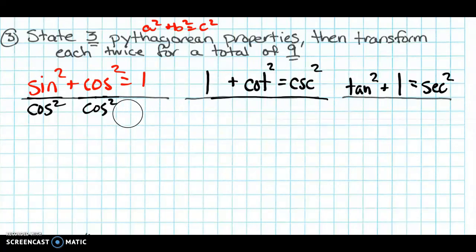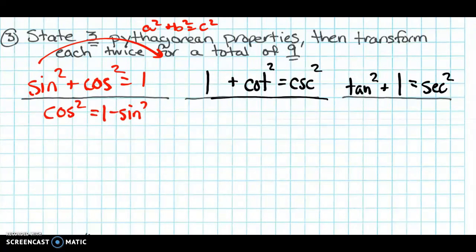Right there, I'm going to erase this bottom. Now that I have the main 3, I'm just going to move things from one side of this equation to another. So I'm going to move the sine squared over to this side by subtracting it. I get cosine squared equals 1 minus sine squared. Now I'm going to do the same thing again, but instead of moving the sine, I'm going to move the cosine over. Sine squared equals 1 minus cosine squared.